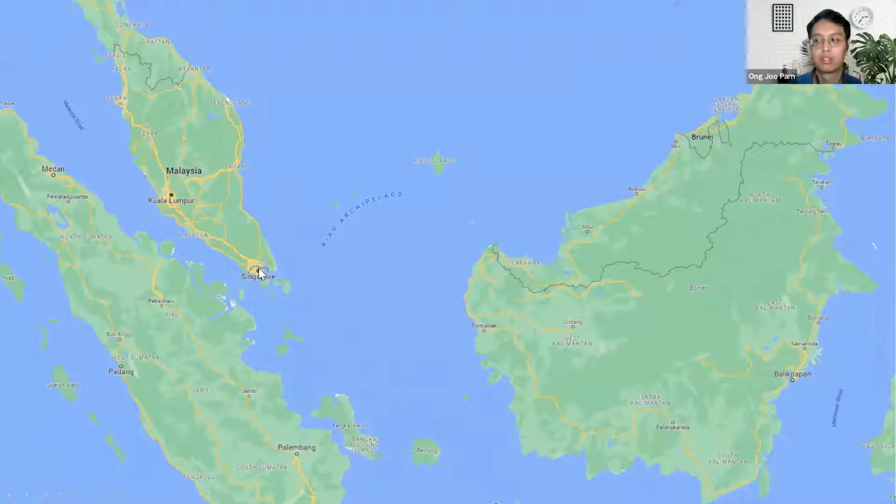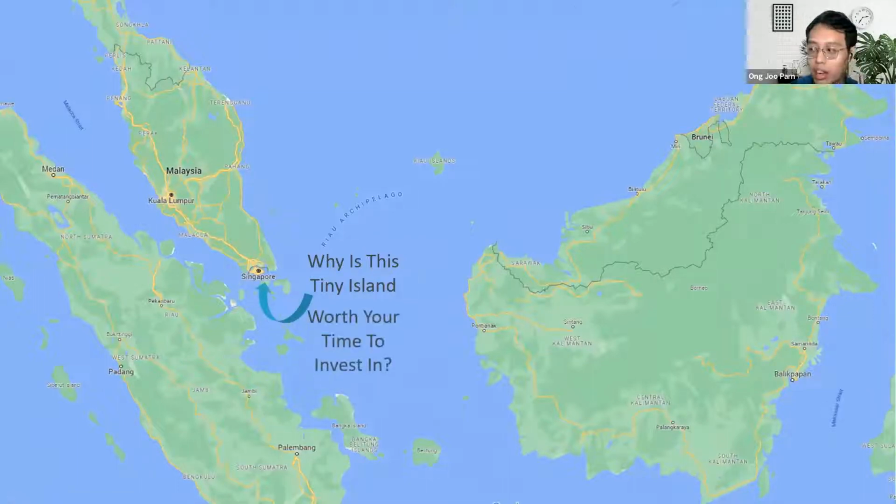It's almost the same size as Perlis. And to think that a small country with the land mass of just Perlis, right? And today we are talking about countries listed inside this country. Why is it worth your time to actually go through this sharing with me? There must be a reason.